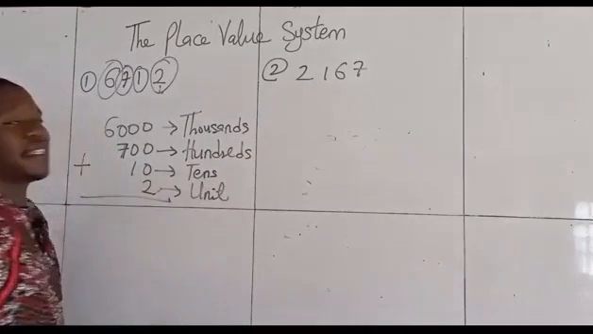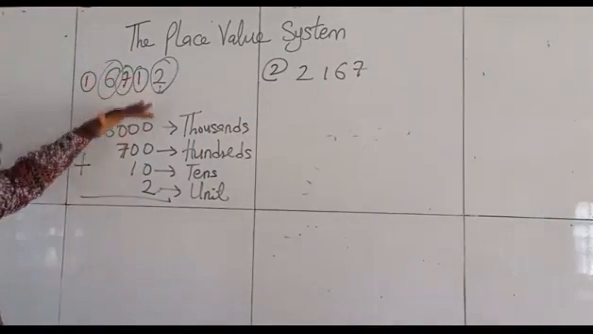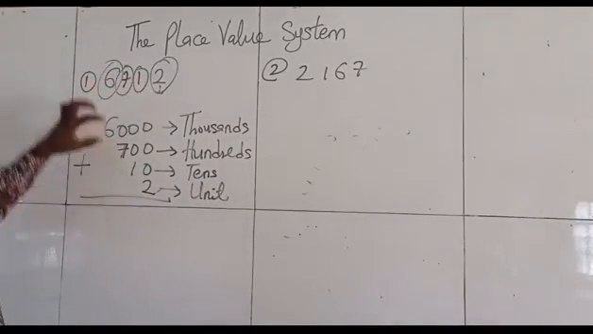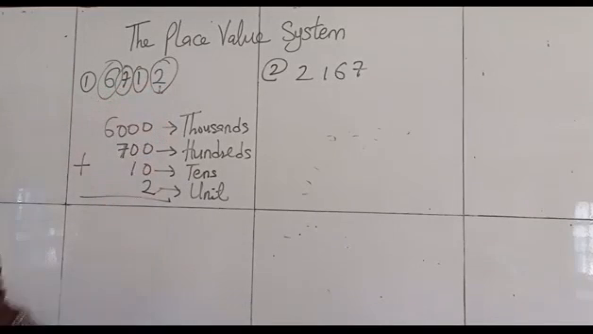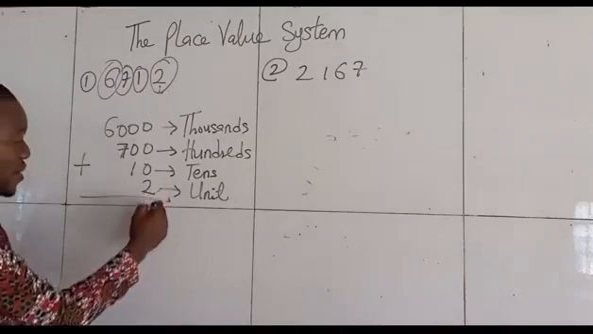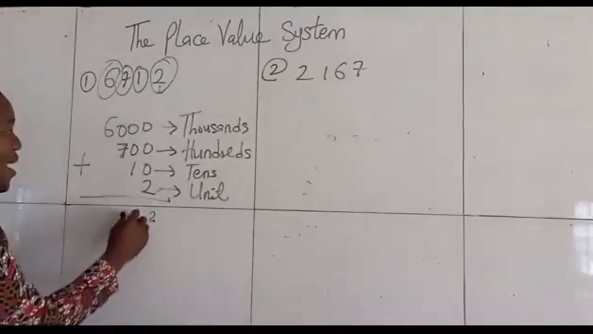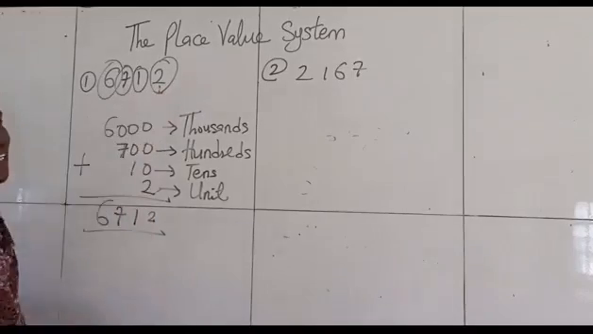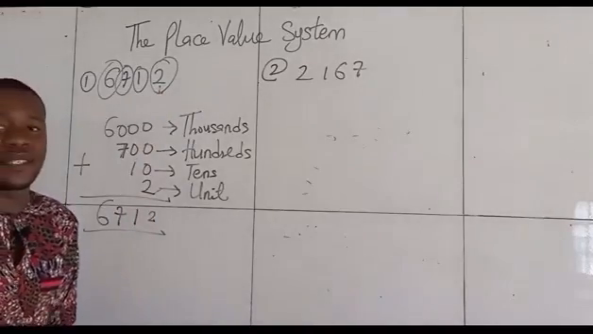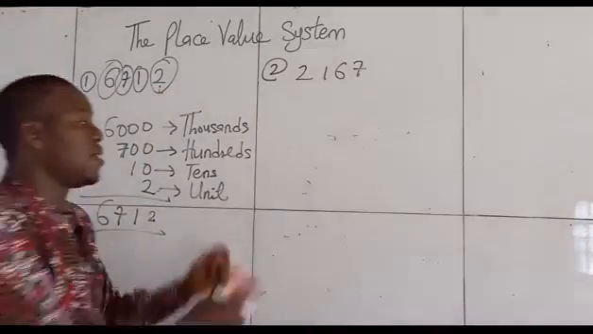So we can see that these numbers can be split out into their different place values, and you will have 6,000, 700, 10, and 2 is 12. So we can add them together, 6,712, which is still the same as this, in the place value system. So we can look at the values of these numbers.